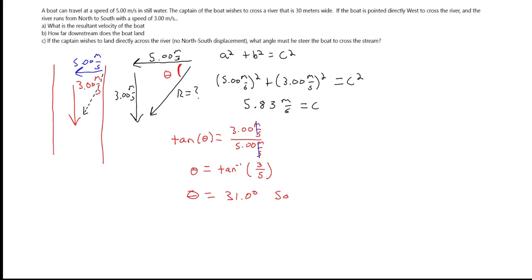And I need to remember that I need to include more than just the angle. So in this case, we were pointed west and we rotated towards the south. So we're going to say that we went 31 degrees south of west. If we just said 31 degrees, we wouldn't know where we were measuring from or which way we were rotating. So we need to make sure to include that south of west.